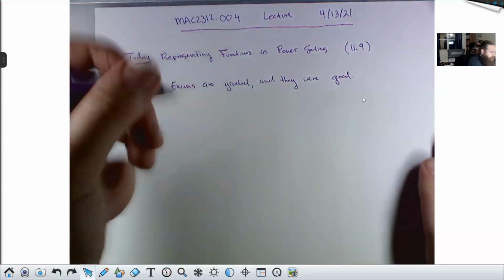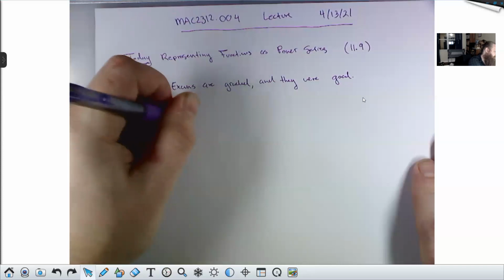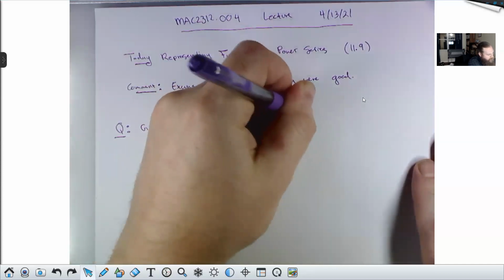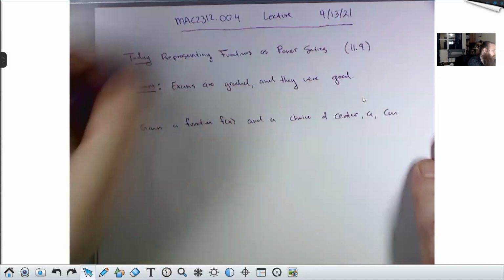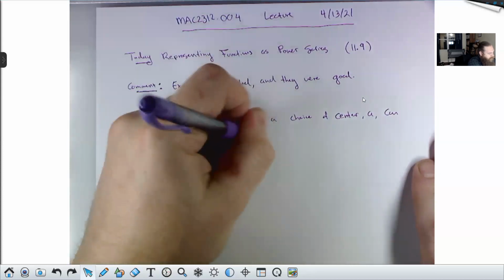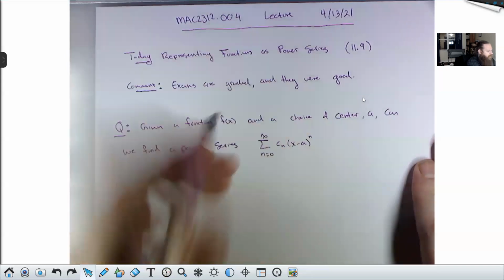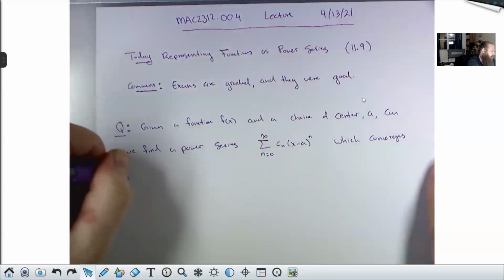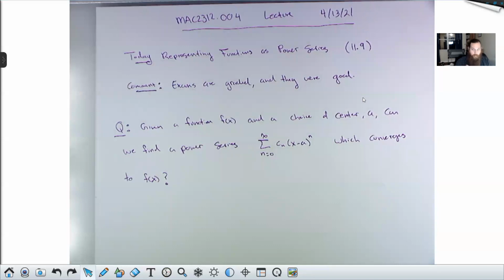All right. The content for today is representing functions as power series. So the main question we're trying to answer is: given a function f of x and a number A, a choice for the center, can we find a power series, sigma n from 0 to infinity of Cn times (x minus a) to the n, with that center, which converges to the function f, at least on the interval of convergence, right? At least for those x values where the series does converge.